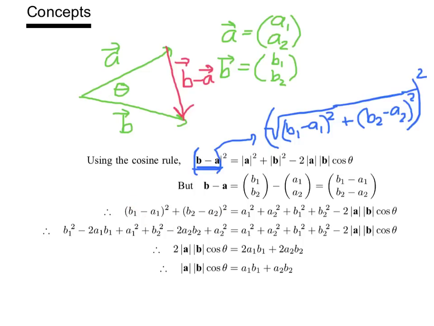Now on the right-hand side, these two terms right here are the magnitude of vector A squared. Following the same logic, we're squaring a square root, but in this case just for vector A. Likewise for vector B, that's where these two terms come from. And that last part I'm just going to leave as minus 2 times the magnitude of vector A times the magnitude of vector B times cosine theta.